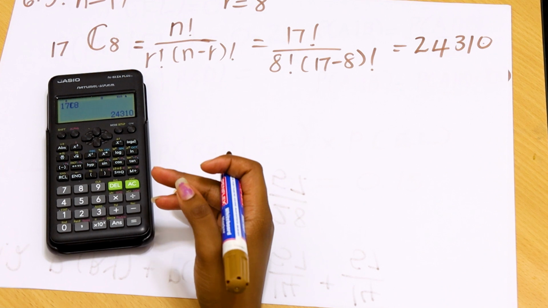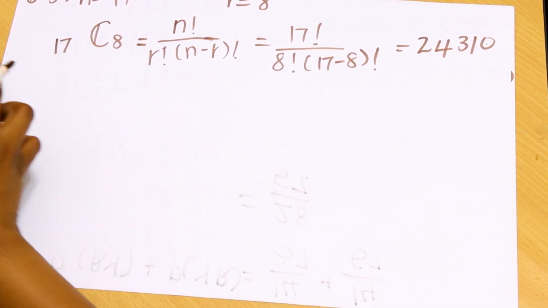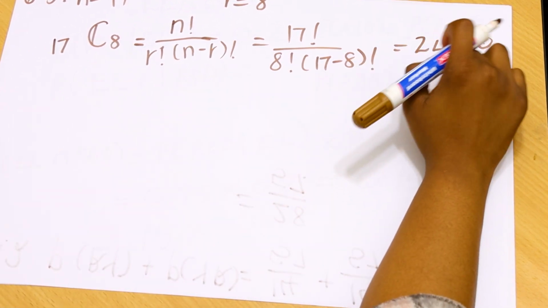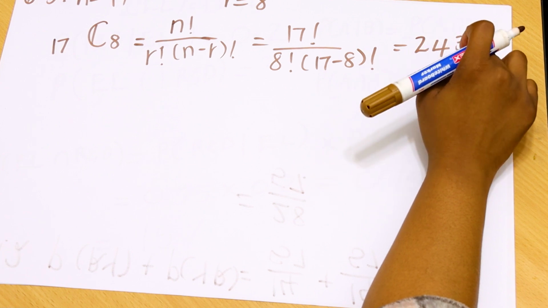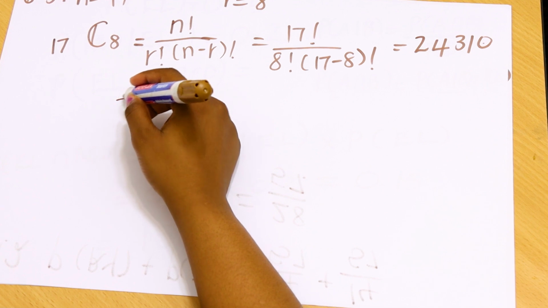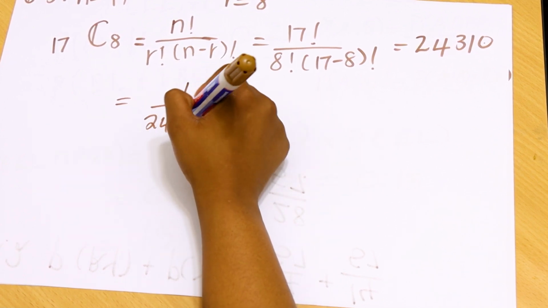24,310. The question, however, wants the probability that you would select the same team. So in terms of the teams, it means there are different teams that you could select, 24,310, and each one is different, right? So what are the odds of finding the same one? It would be 1 divided by 24,310.